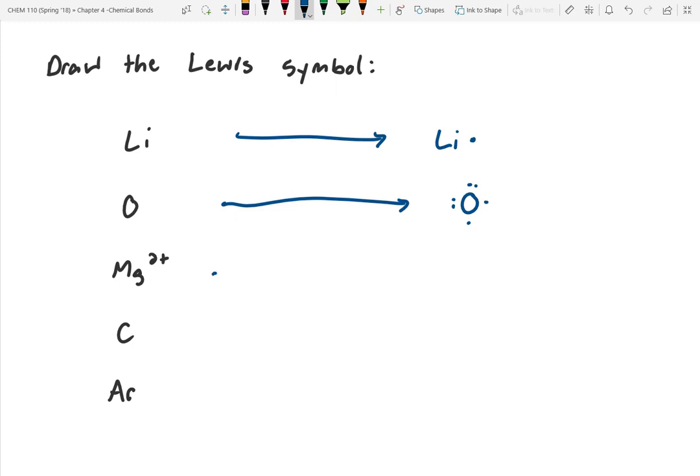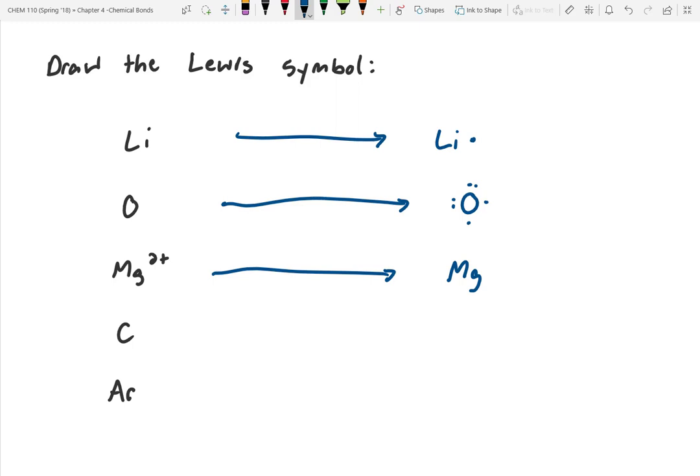All right, tricky one. Magnesium is in group 2A. It normally has 2 valence electrons, but how many does it have with a 2 positive charge? 0. So this one's kind of a trick one. 0 electrons means 0 dots, right?